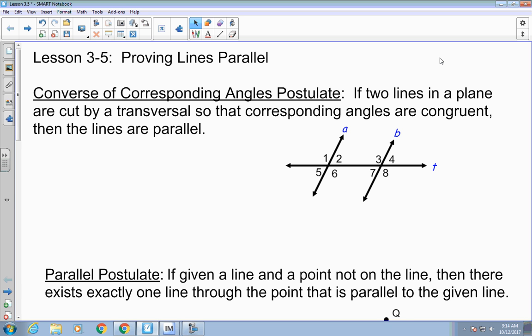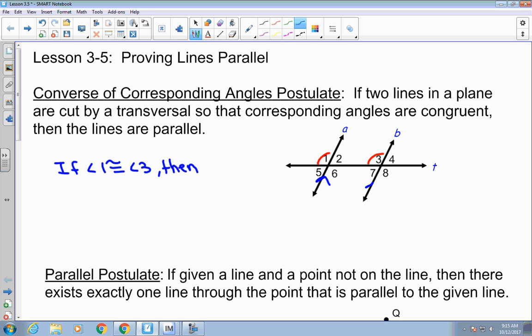Alright, and so the first postulate is the converse of the corresponding angles postulate. And it says that if two lines in a plane are cut by a transversal so that corresponding angles are congruent, then the lines are parallel. So, if I can somehow establish that, let's say, give me a pair of corresponding angles. Which one's a pair of corresponding? 1 and 3? Okay. So, if I can establish that angle 1 is congruent to angle 3, then I could say that A and B are parallel to each other.